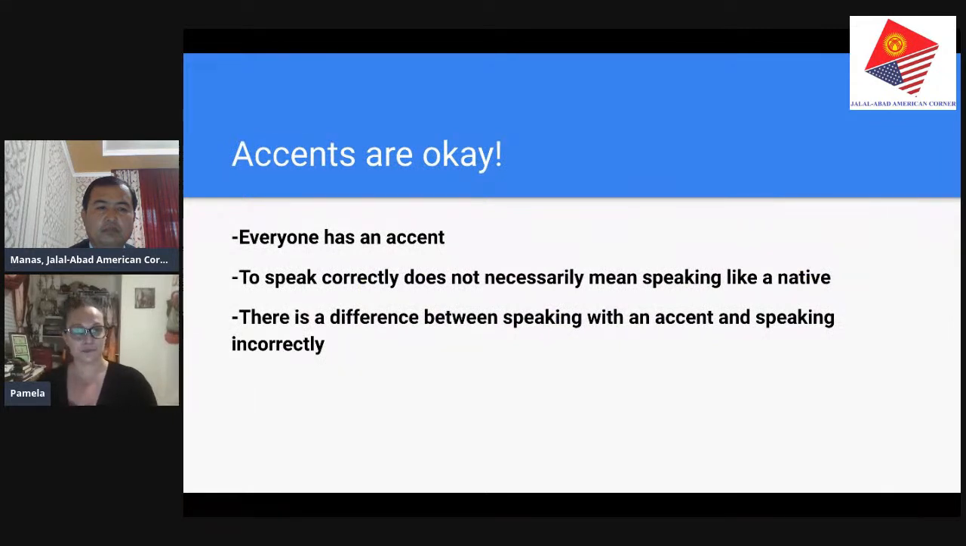And the final thing to remember is accents are okay. Everyone has an accent, even me. I'm a native speaker, but I have an accent. People in England, in Australia, in India, in Ireland, in Canada speak differently. Even people in other parts of the United States speak differently from me. So to speak correctly does not necessarily mean speaking like a native. It's okay to have an accent.